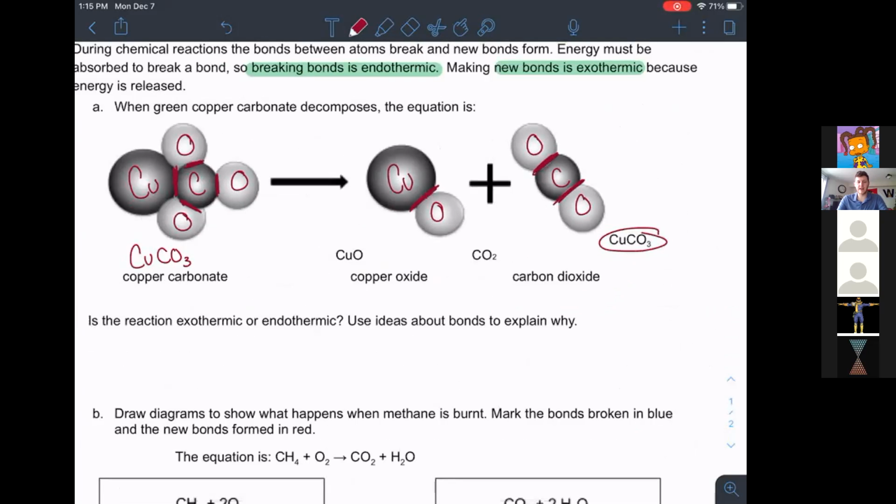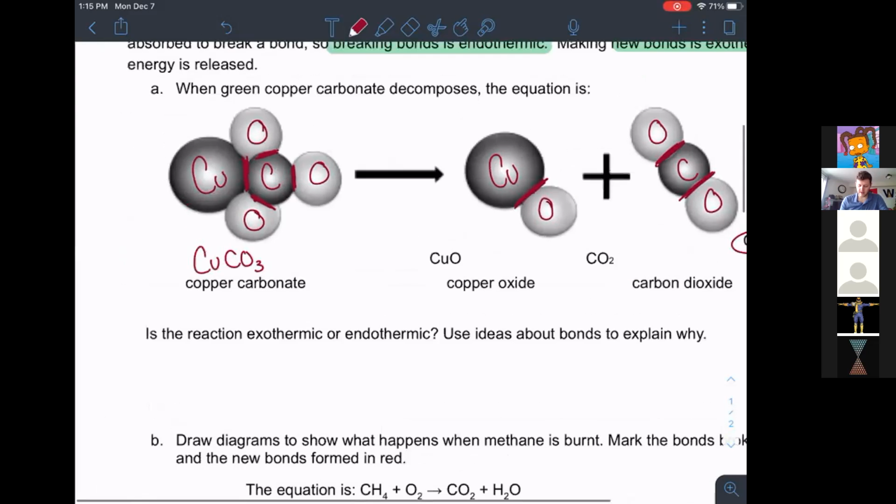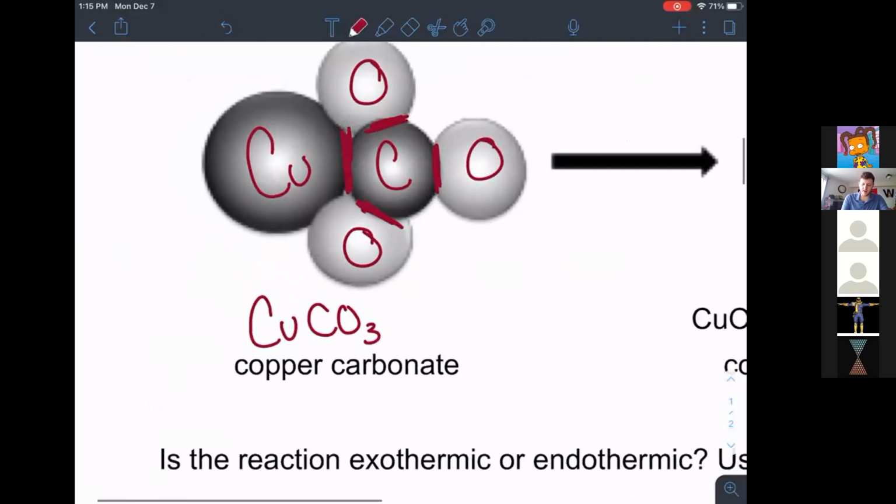All right. So now that we've identified where our bonds are, let's identify where bonds are going to be formed or broken. So if we look at this one, are we forming or breaking bonds here on the reactant side? Careful, this is already a compound, it's already together, and we're going to make something new. So are we going to form these bonds or break these bonds? We're going to break these bonds.